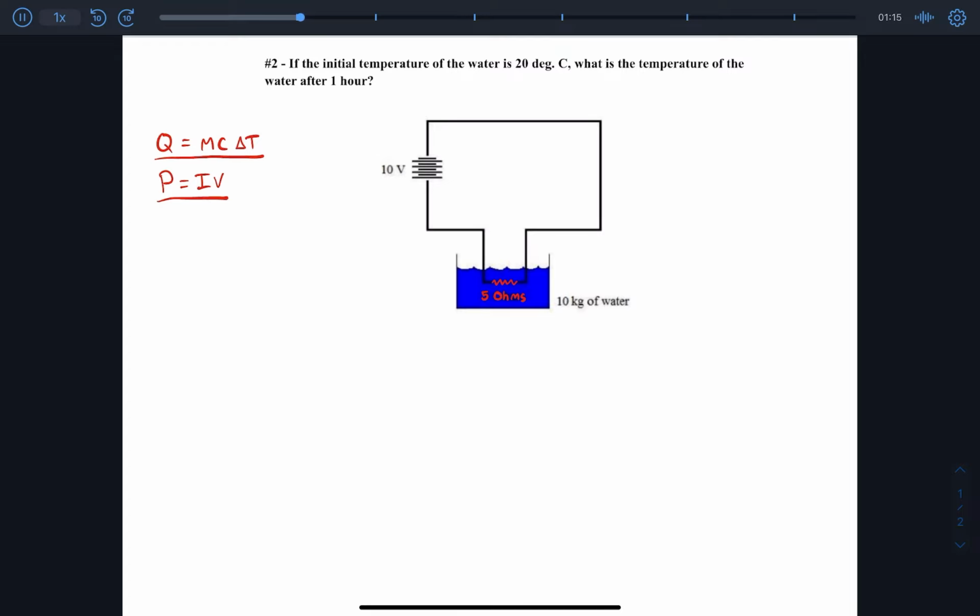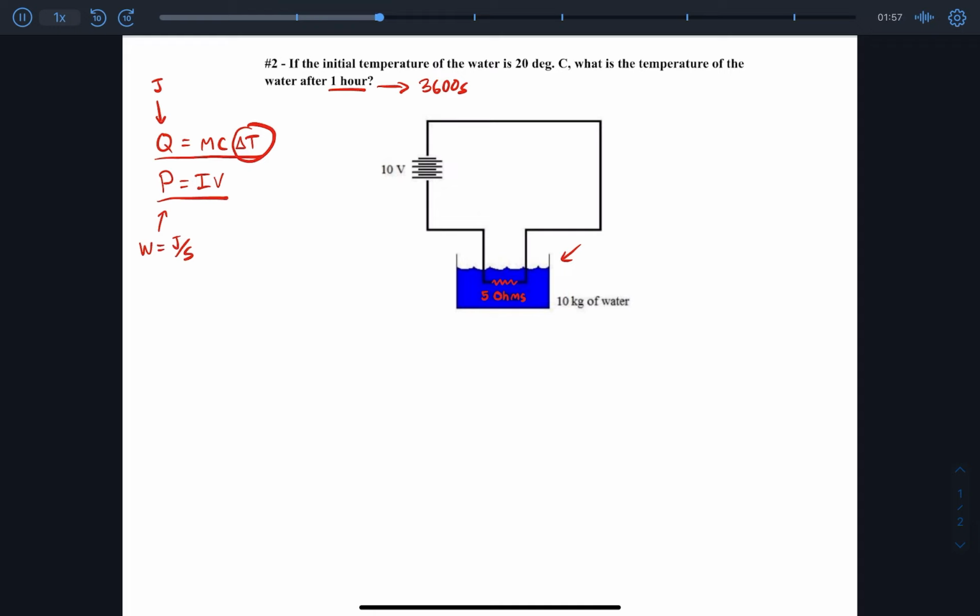So if we think about how we're going to relate these 2 equations, Q here is in joules, and power is watts, which is equal to joules per second. And so we've got joules and joules per second, and our problem tells us the time frame is 1 hour, which is just 3,600 seconds. And so if we can find the power going through the resistor, then we can just multiply that power by the 3,600 seconds in order to get the joules. And then we can plug that into our specific heat capacity equation and solve for our delta T.